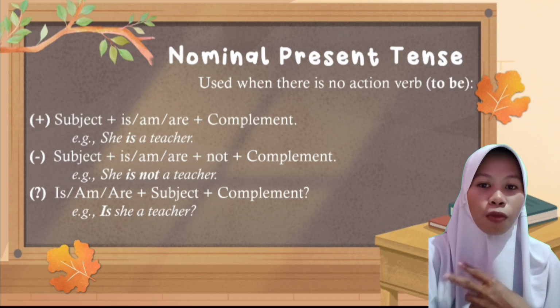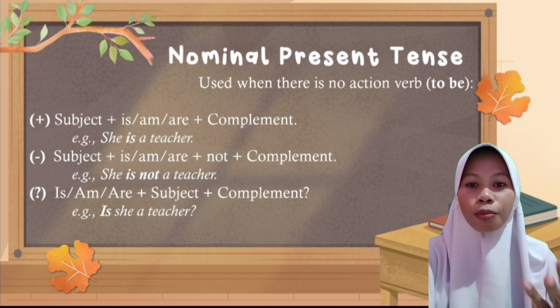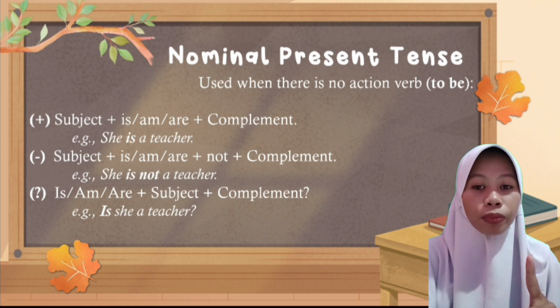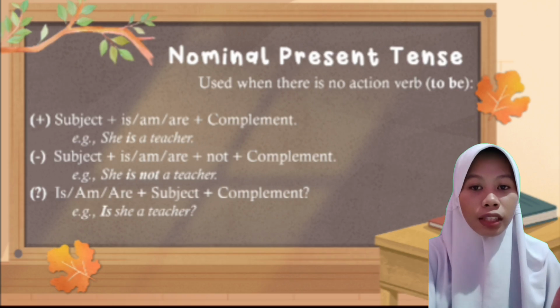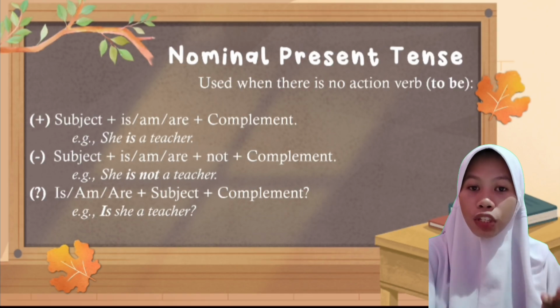Second, for the negative form: subject plus to be plus not plus complement. For example, she is not a teacher. For question sentence: to be plus subject plus complement. For example, is she a teacher?